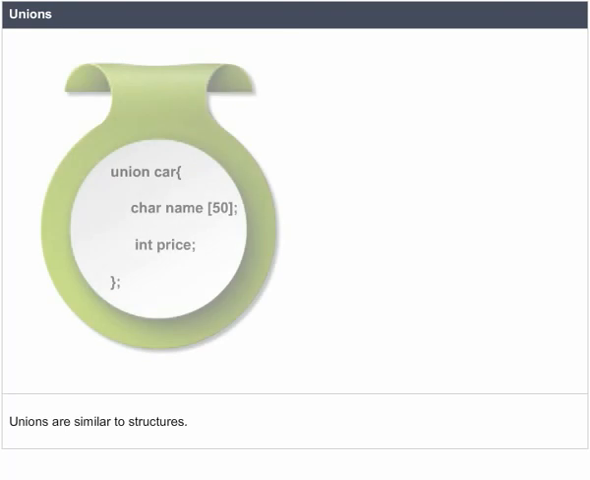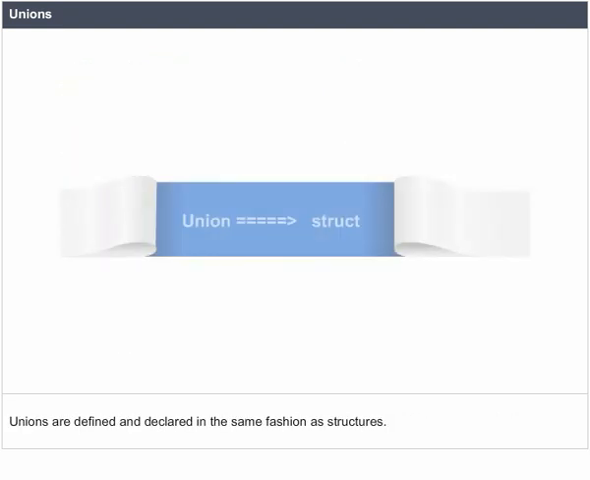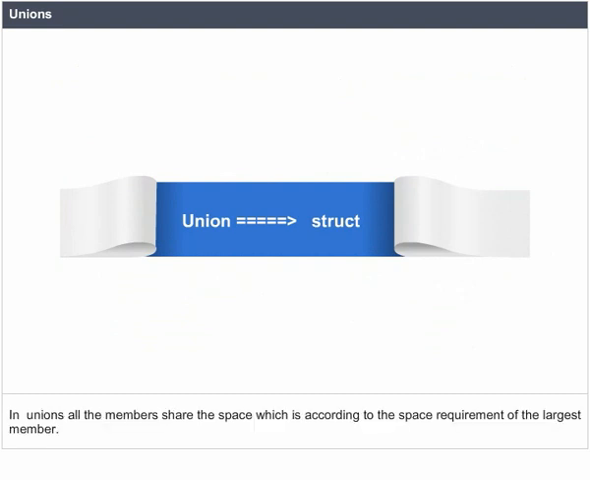Unions. Unions are similar to structures. A union is declared and used in the same way as that of a structure. The reason for this is simple. All the members of a union occupy the same area of memory. Unions are defined and declared in the same fashion as structures. In unions, all the members share the space, which is according to the space requirement of the largest member.